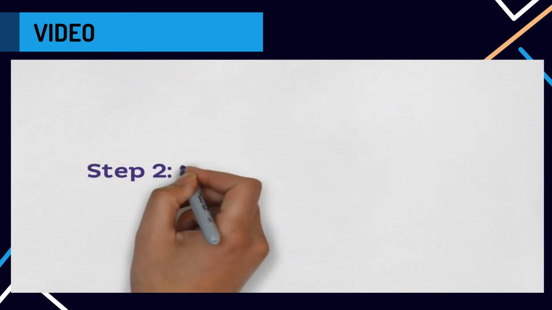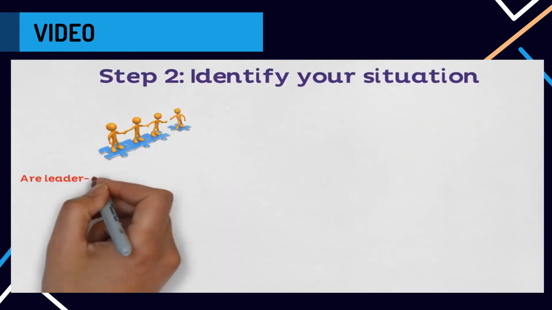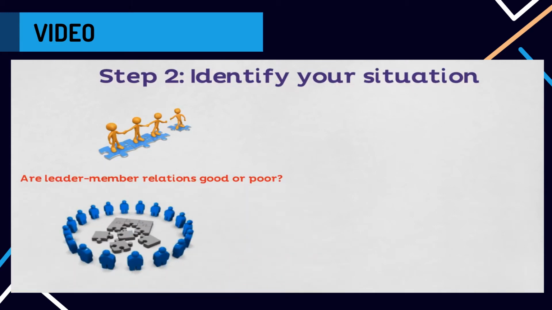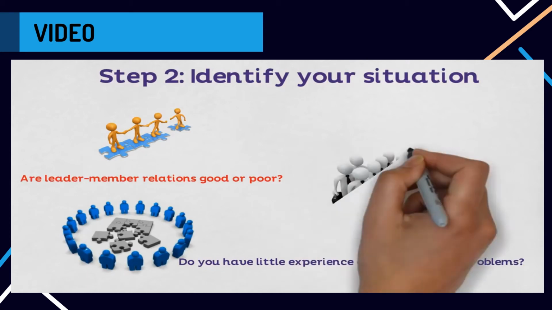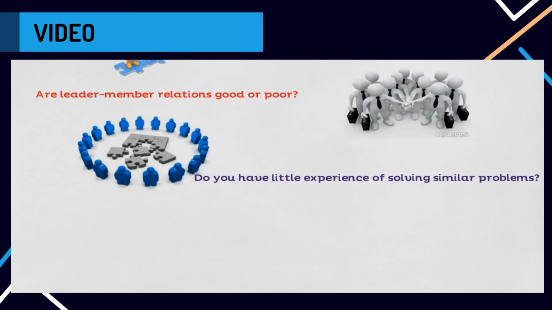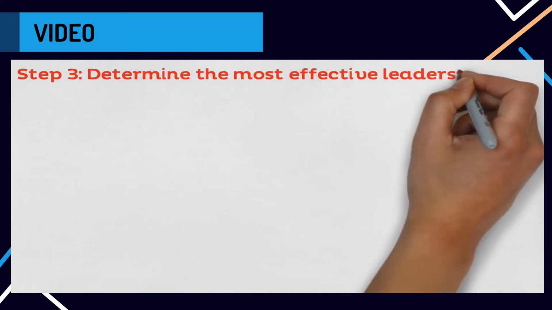Step number 2, identify your situation. Answer the questions: are leader-member relations good or poor? Is the task you're doing structured, or is it more unstructured? Or do you have little experience of solving similar problems? Do you have a strong or weak power over your team? Step number 3, determine the most effective leadership style.